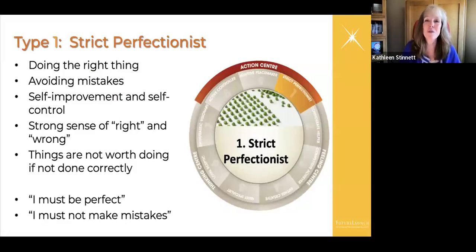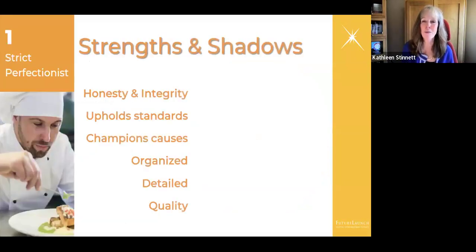Type 1 is called the strict perfectionist. And the type 1 is oriented to do the right thing the right way. Sometimes they want to do it perfectly, but more importantly, they want to be excellent at whatever they take on. So the action is, I'm trying to control myself to do the right thing the right way, perfectly, excellently, with high quality.